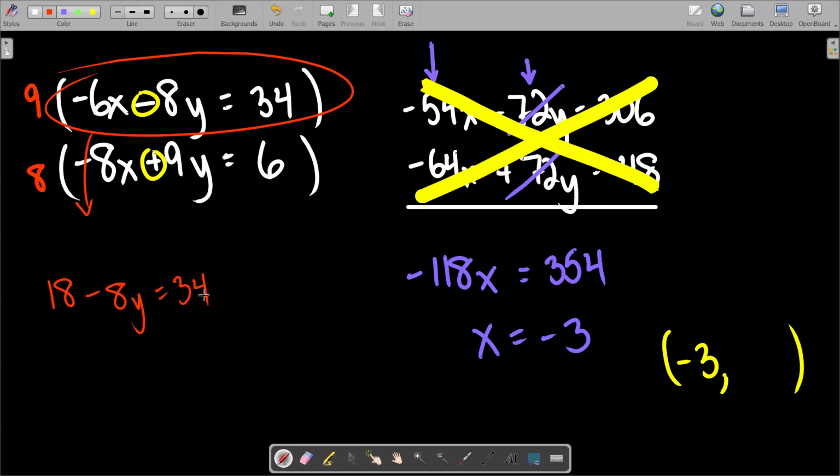And now we just better hope we've been paying attention for the last year and a half. What do we do next? Get rid of the 18. You bet. Not going to divide, are we, this time? No. That's what I'm talking about. So we get -8y equals 34 minus 18, which is 16. And then divide. And we get y equals, yeah. And that, my friends, is a complete and full lesson on how to do elimination.